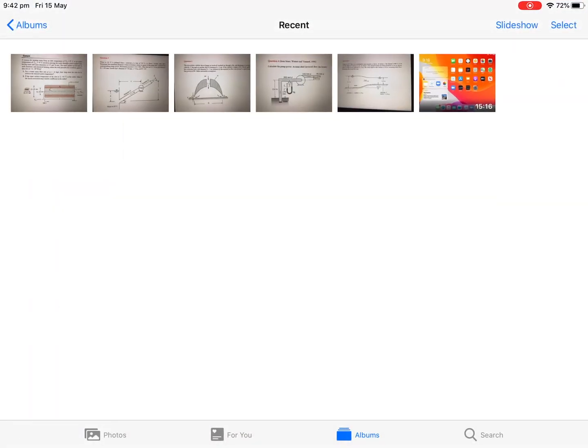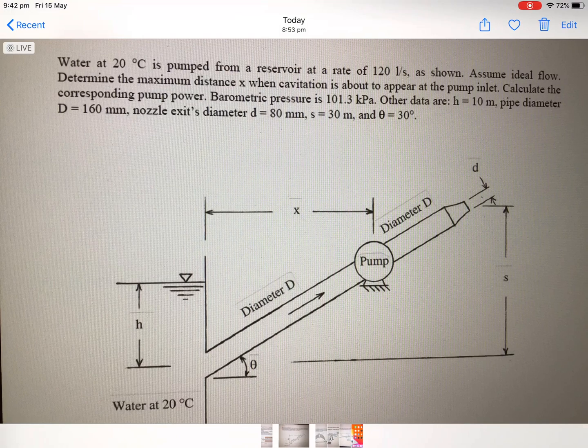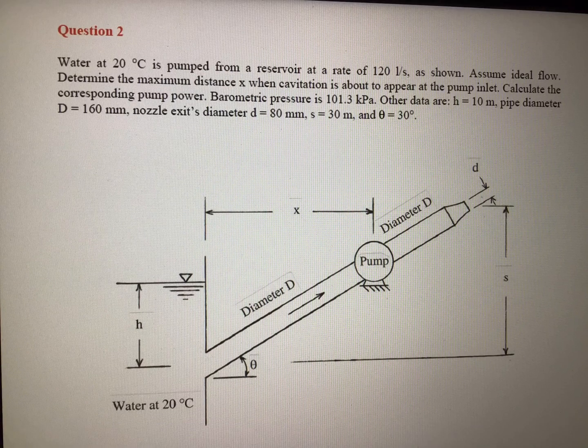Okay, so now we will start with the second problem. It is this. Let's have a look at it first. This question will be a little complicated. If you can remember, when we solved the past question, we only used the Bernoulli principle and the mass conservation principle. In this case, we actually need to use the energy equations.